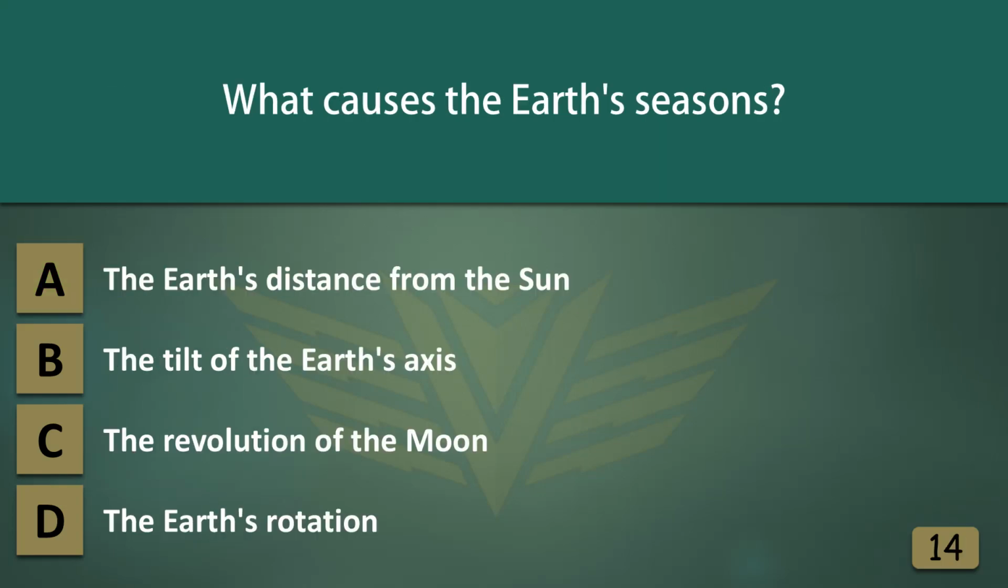What causes the Earth's seasons? A. The Earth's distance from the Sun. B. The tilt of the Earth's axis. C. The revolution of the Moon. D. The Earth's rotation. The correct answer is B. The tilt of the Earth's axis. The Earth's seasons are caused by the tilt of its axis, which results in different parts of the Earth receiving different amounts of sunlight throughout the year.